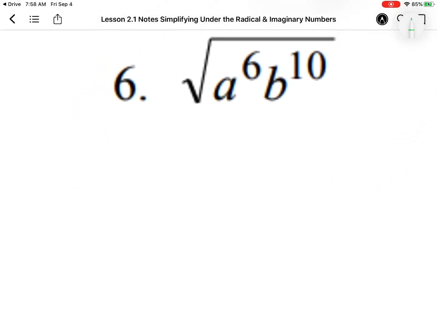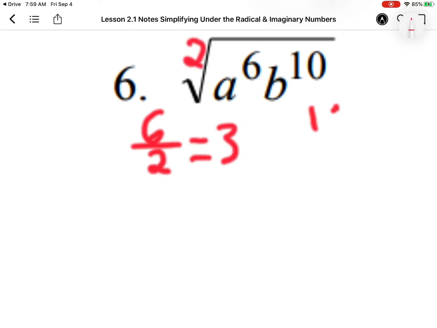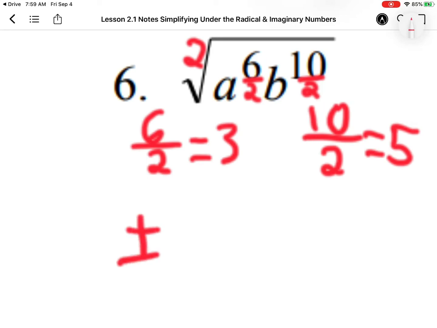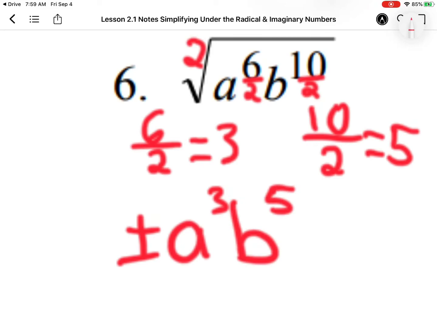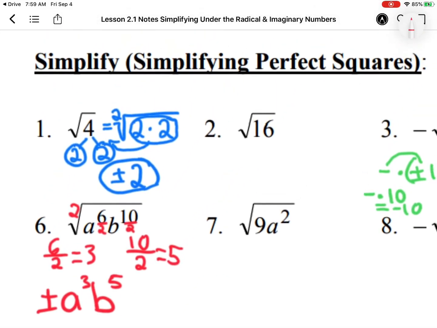Going on. I'm going to do number 6. Now, the trick is when you are dealing with your variables and exponents, if it is even, you can come in here and divide it by your index. Each one we're dividing. So that means on the outside we have a to the 3rd and b to the 5th.